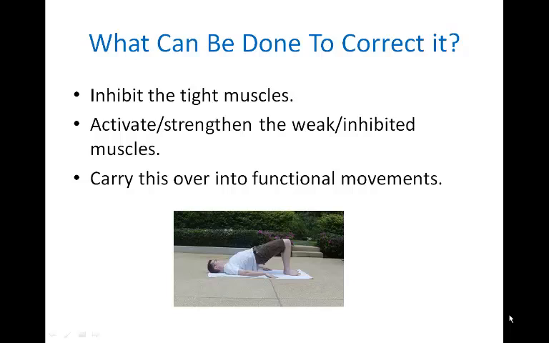Finally, you need to carry this over into functional exercise such as squats or lunges. It's all well and good activating the glutes using clamshells and glute bridges, but they're all floor based. You need to carry these over into functional movements for it to be fully effective in correcting the anterior tilt. So that's anterior tilt, why it happens, what the consequences are, and what you can do about it.